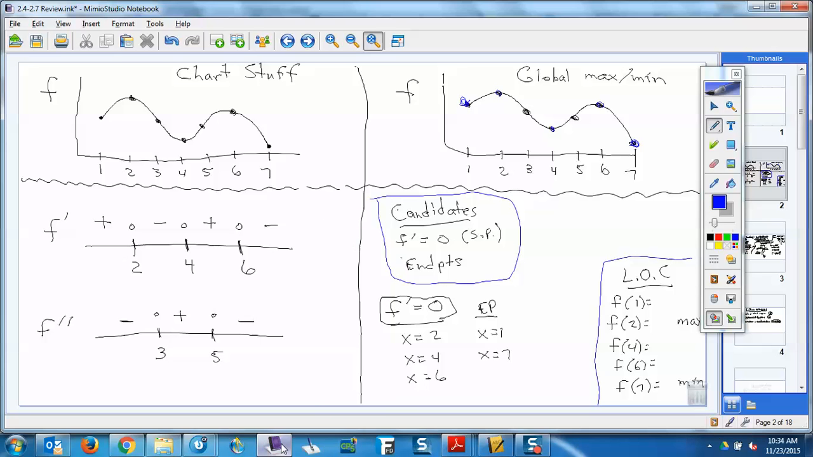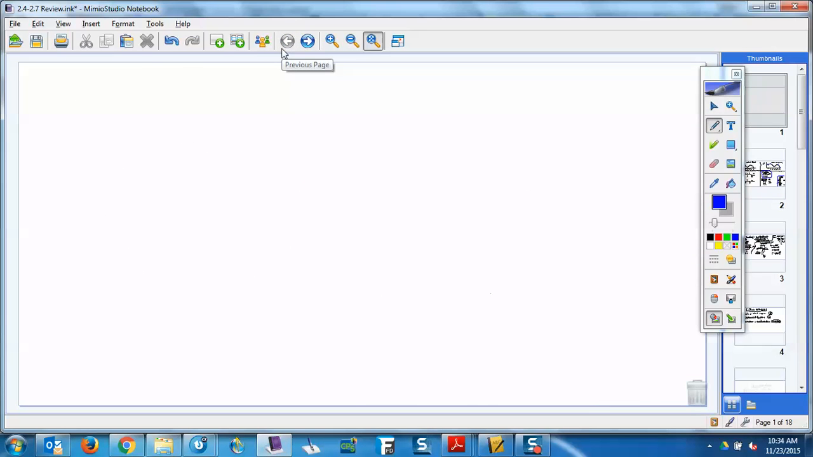So let's do that right now. On the homework, give me one of the problems that was a local max min or a global max min or something like that. 41?